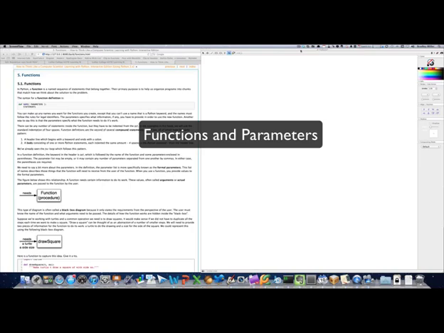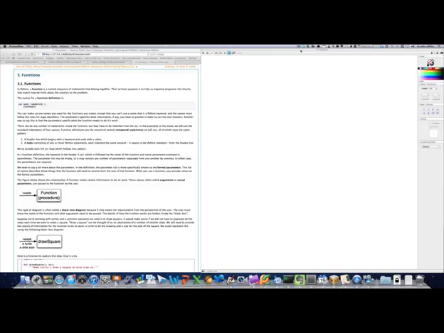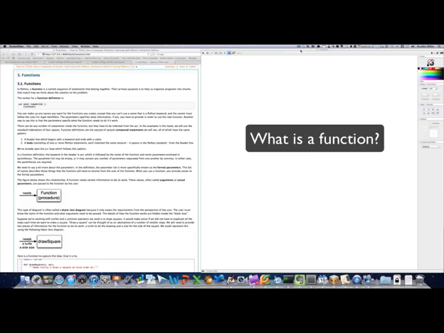Hi, the topic of today's screencast is functions. In this next few minutes, I'm going to give you a quick introduction to this important topic. So the first question that we might ask is, what is a function? And there's really two answers to this question.